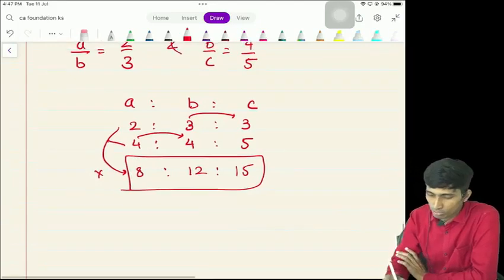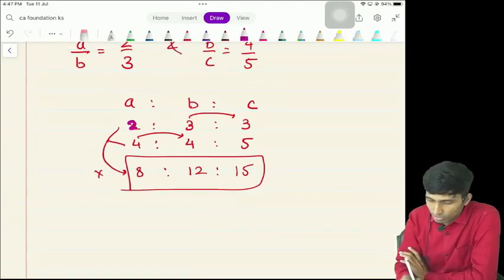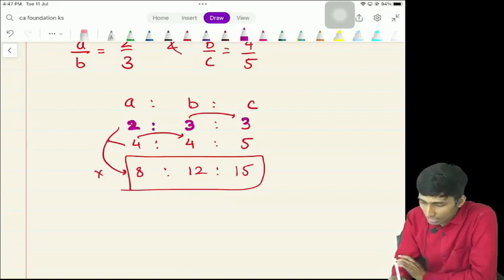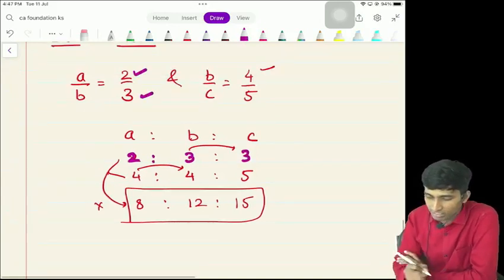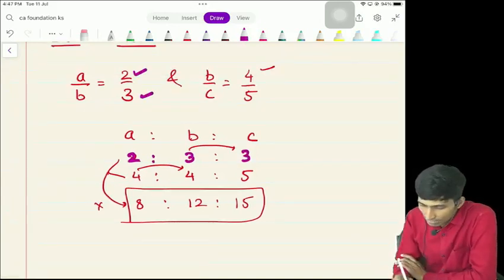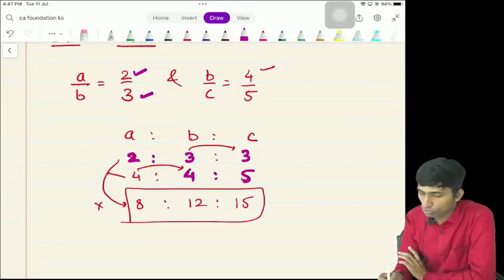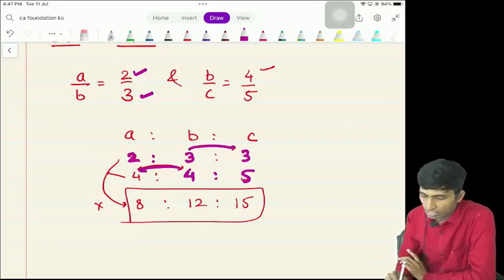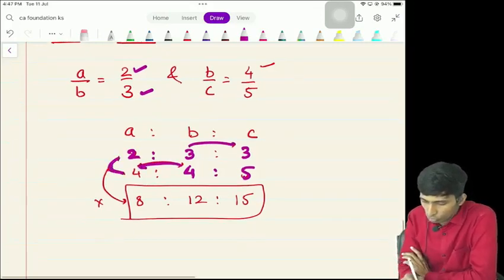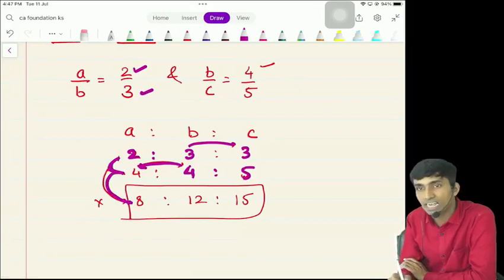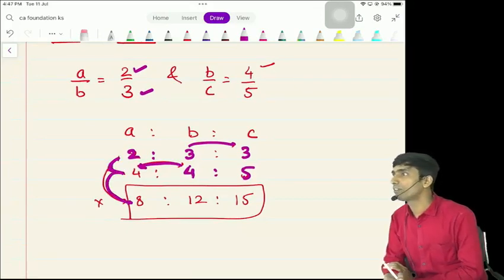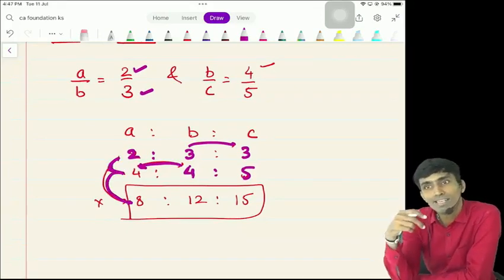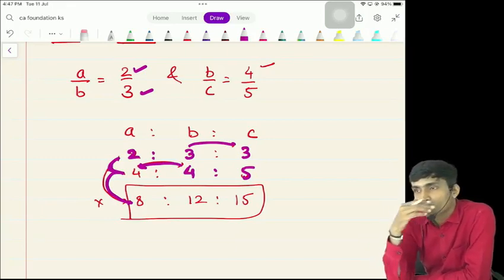Once more. 2 is to 3, so the same 3 I will copy here. Why I took 3? 2 is to 3, yes or no? Here I will write 4 is to 5. B is to C, 4 is to 5. Same 3 I will copy here, same 4 I will copy here. And then I will multiply this. 4 2s are 8. 4 3s are 12. 3 5s are 15. Done. Simple.